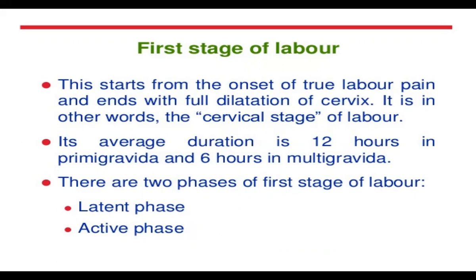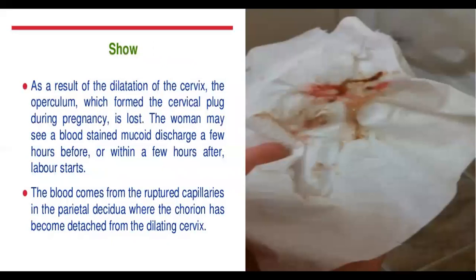As already explained, there are two phases, the latent phase and the active phase. Cervical dilatation up to 3 centimeters is the latent phase, and the active phase is cervical dilatation from 3 to 10 centimeters. The latent phase is from the diagnosis of true labor pain to 3 centimeters of cervical dilatation. So that is the first stage that we have already seen.